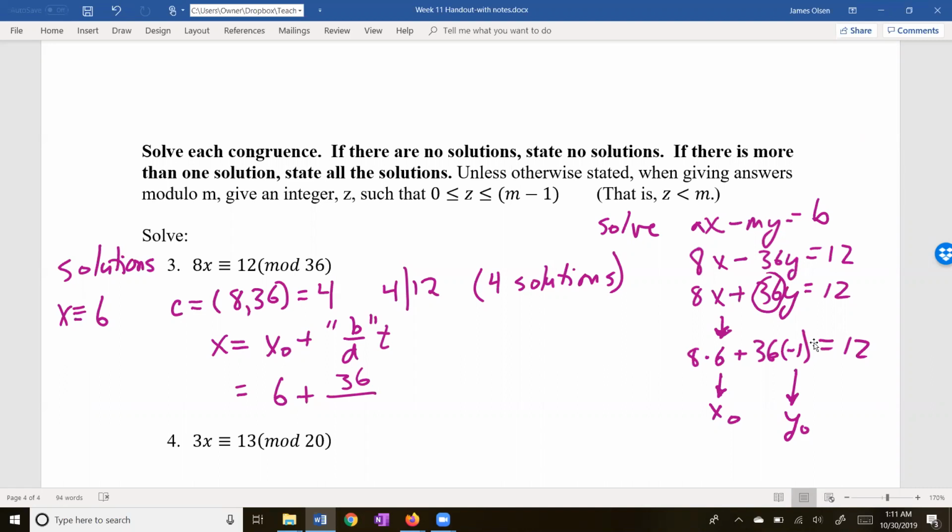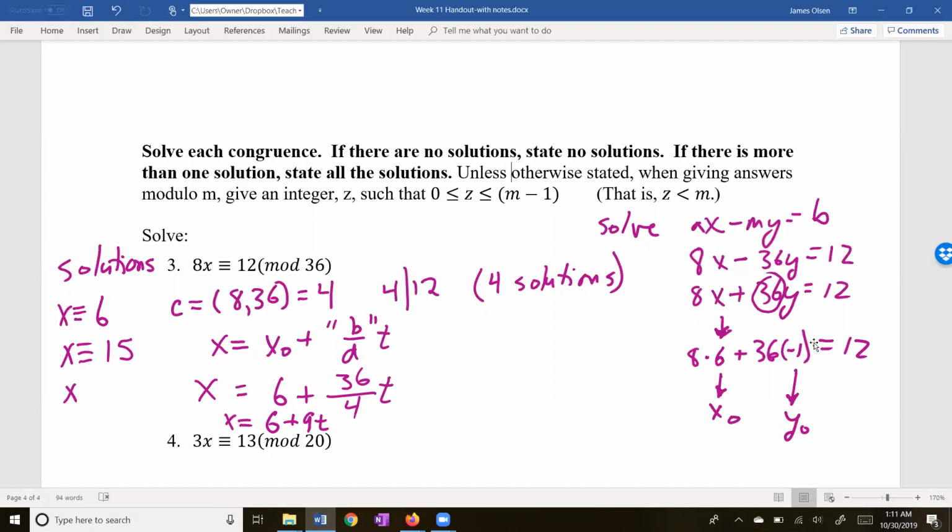Over my common divisor. My common divisor here of 8 and 36 is 4 times t. So when t equals 0, we get 6. When t is congruent to 1, I get 15. This is my second solution.